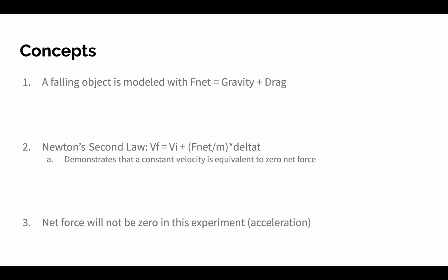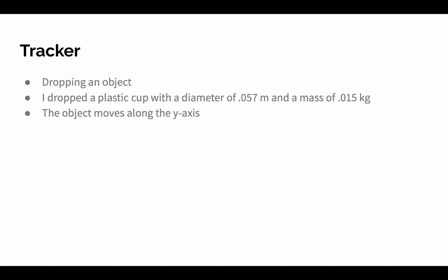So this demonstrates that constant velocity is equal to a zero net force. And with the falling object, if there's a zero net force, the gravity force and the drag force, as labeled above, will cancel one another out to create a net force of zero. A net force will not be zero for the entirety of this experiment. However, with terminal velocity, it will reach zero in theory. So we will cover acceleration in this experiment because velocity will change throughout the course of the experiment.